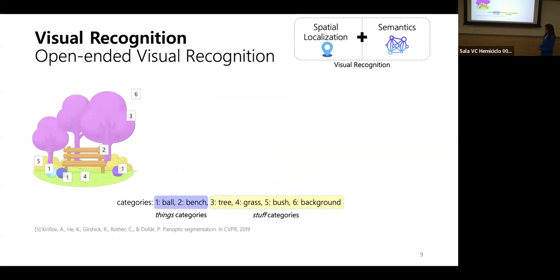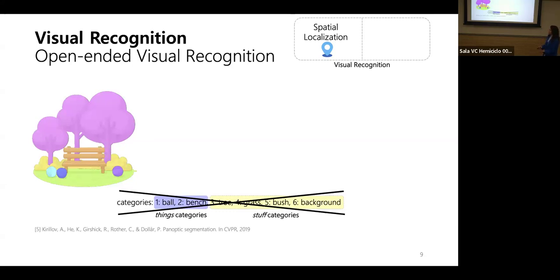So more recently, there has been some work that has focused on spatial localization mainly to be able to enable these models to generalize to other categories. So these models focus on spatial localization while ignoring the semantics of the segments that we are recognizing.